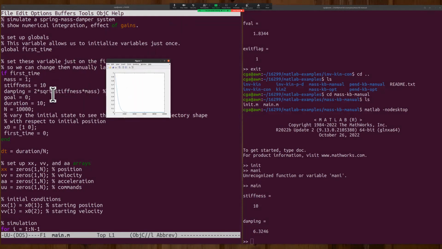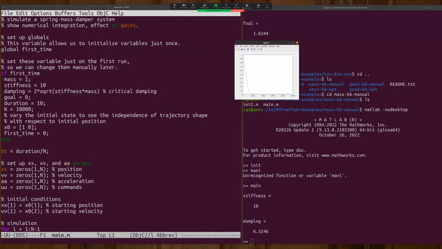And here are some stiffness values. Stiffness is 10, the damping is roughly 6. And that gives you this very nice trajectory that goes to 0. It's done in about 2,000 steps. Our step size is duration over n. Duration is 10 seconds. So this is a kilohertz. It's sampling every millisecond, and it took 2 seconds to get to the goal.